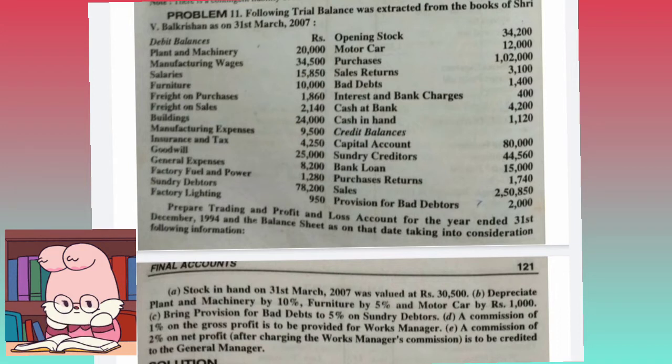Insurance and taxes is a P&L account item, so debit side. Goodwill is an asset. General expenses, P&L debit side. Factory fuel and power is for the stock, so trading account debit side. Sundry debtors is an asset, so take it to the asset side of the balance sheet. Factory lighting, debit side of the trading account.